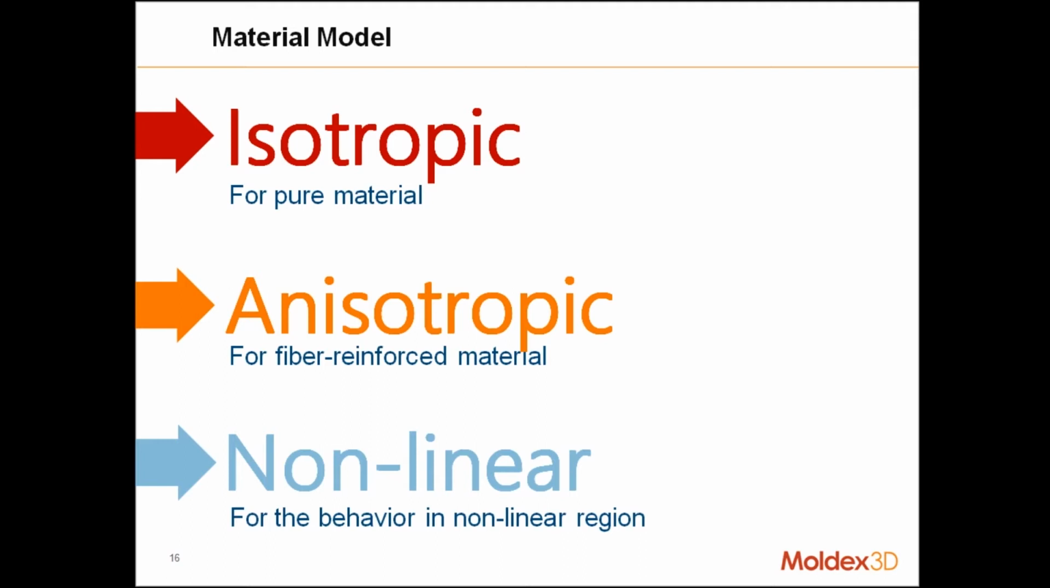And once the fiber has been included, the orientation of the fiber will strongly affect the strength of the part in terms of the flow direction and the transverse direction. For more advanced analysis, it might also consider the nonlinear material model, from basic linear elastic to elastoplastic model.